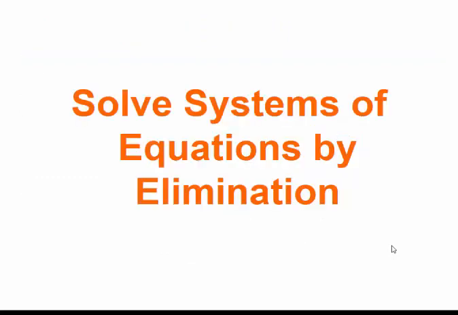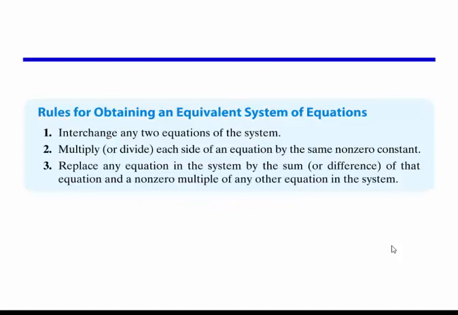The next example, we're going to solve a system of equations by elimination. So some of the rules: interchange any 2 equations in the system, multiply or divide each side of the equation by its same non-zero constant, and then replace any equation in the system by the sum or difference of that equation and a non-zero multiple of any other equation in the system.